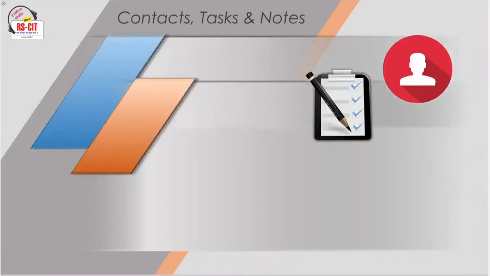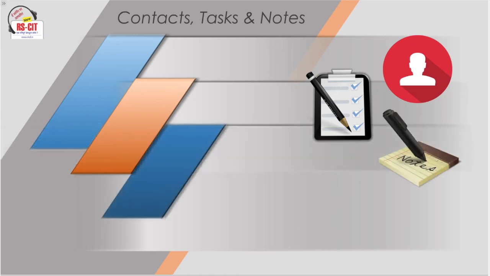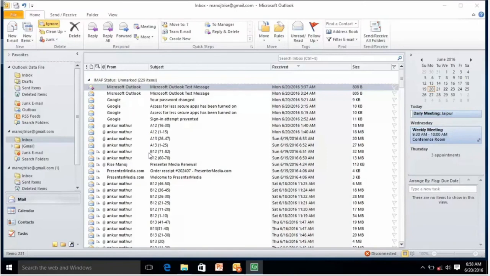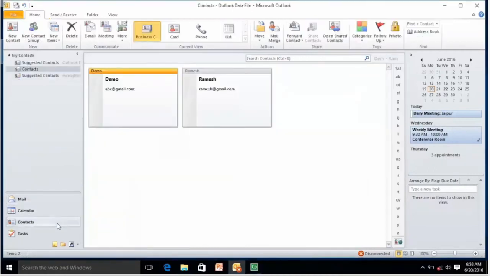Contacts, Tasks and Notes. Contacts view is the central place for all your contacts in Outlook 2010. Maintaining a detailed contact list will make sending emails and scheduling meetings much easier. The Contacts View interface. To access Contacts View, locate and select the Contacts View tab in the lower left corner of the screen. Contacts View will appear.